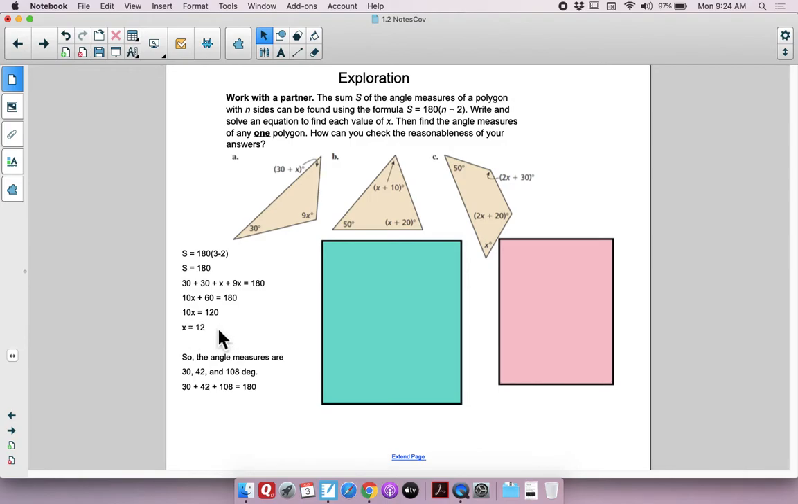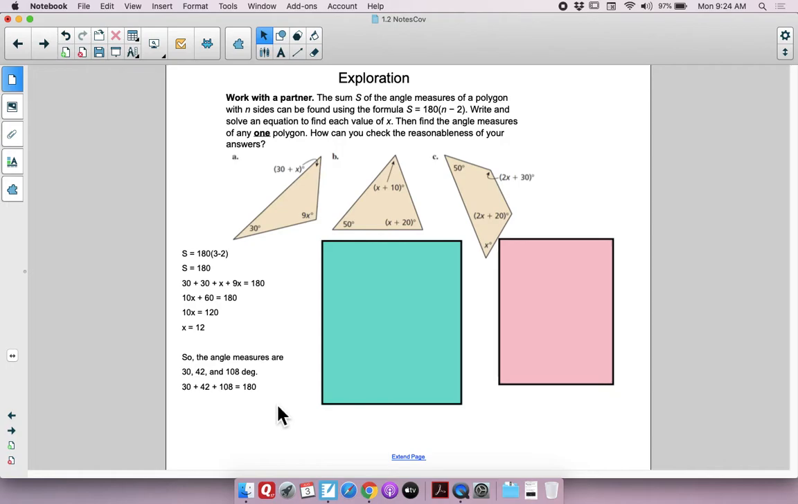Now I still haven't answered the question. I figured out what x was, but I haven't answered the question of find the angle measures of any one polygon. Well, if x is 12, then isn't this angle up here going to be 30 plus 12, which is 42? And this one is going to be 9 times 12, which is 108. This one we know is just 30. So 30, 42, and 108 are the three angle measures. How do we check to make sure that that's reasonable? Well, we know it should add up to 180, and guess what? Those three numbers add up to 180.